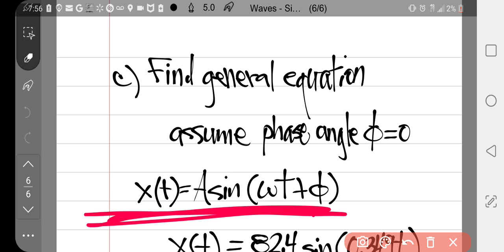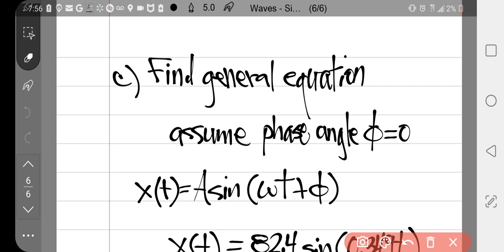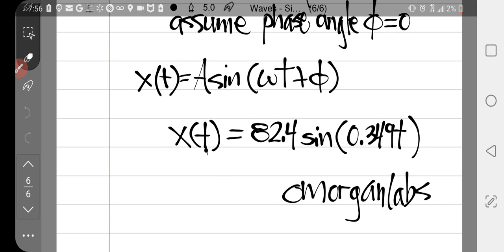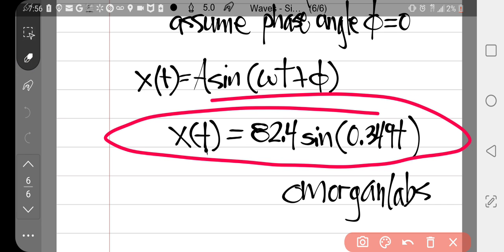All right, so we have that, and then we just plug everything in. X of t, which means your function with respect to t, is A, amplitude, times sine of omega t plus phi. Phase angle is 0. We're not talking about two different waves going on. So in the end, you should get 82.4 sine of 0.349 t.